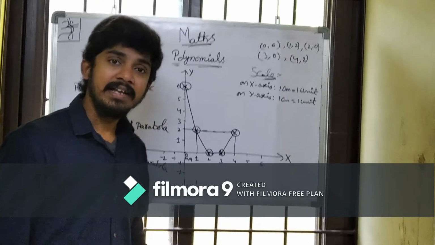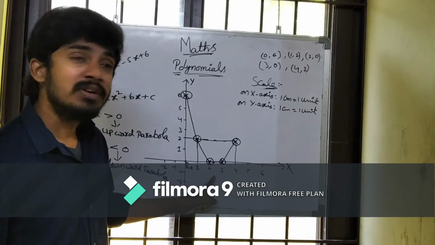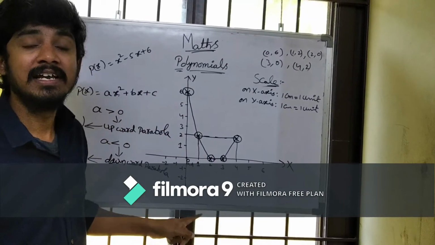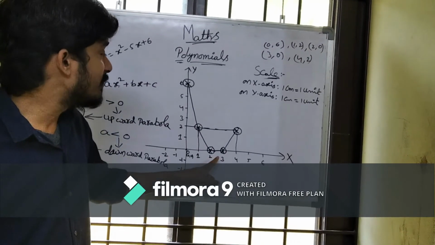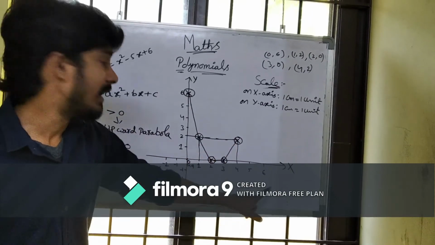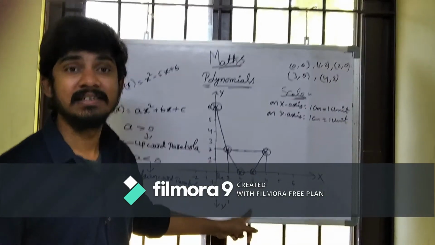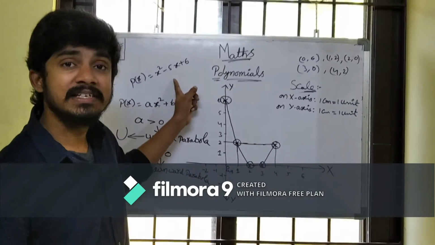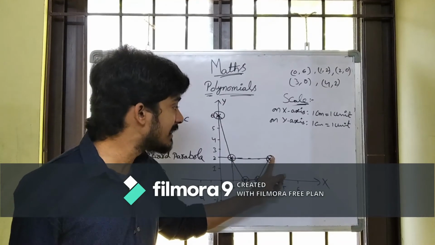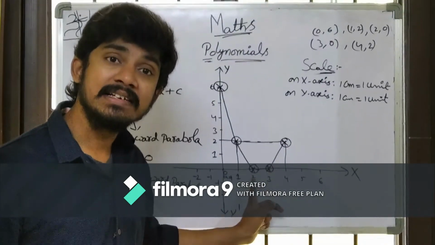And again, the number of zeros of a polynomial p of x always depends upon the intersecting points of the parabola and the x-axis. The graph of the polynomial p of x equals x square minus 5x plus 6 is intersecting the x-axis at 2 points.